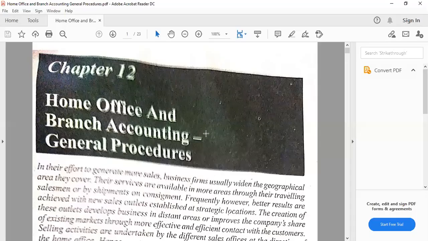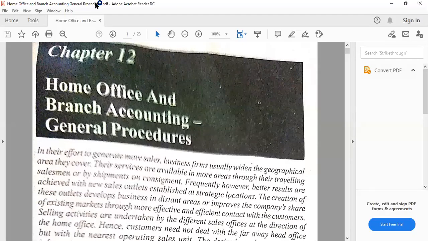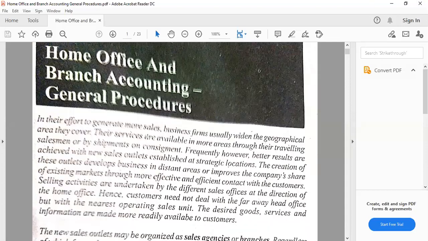So let me just manipulate, and then here we have it. Chapter 12 will discuss home office and branch accounting general procedures. Why is it called general procedures? That's one thing that students would ask, just like you guys. It is general in the sense that the topics discussed here are normally those procedures and processes done by home office and branch accounting in their operations on a regular basis.